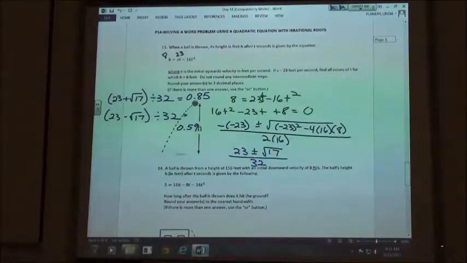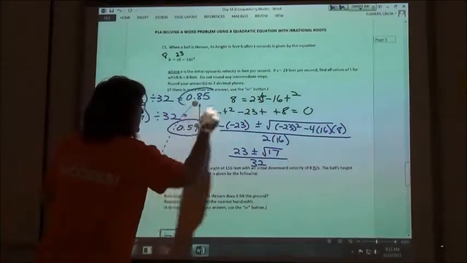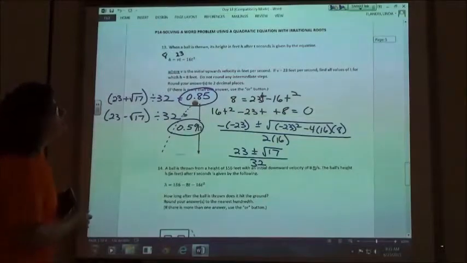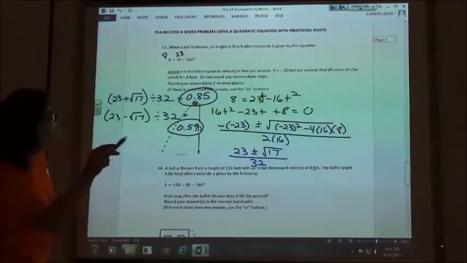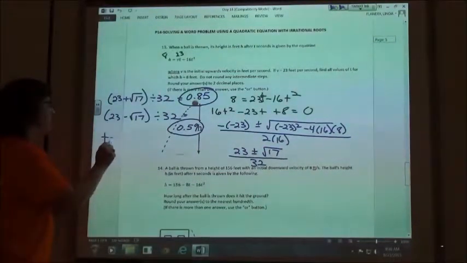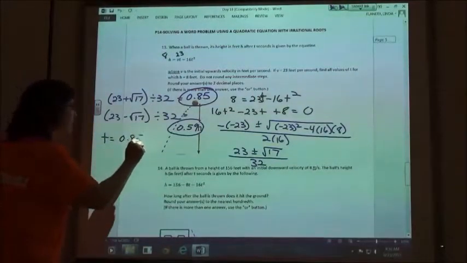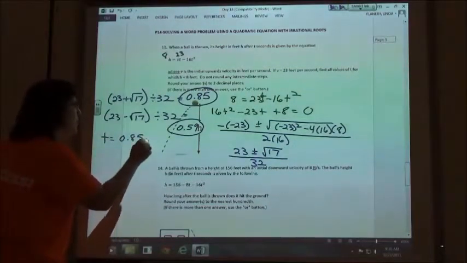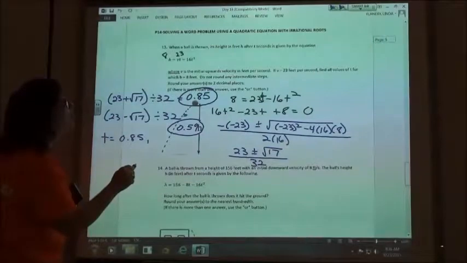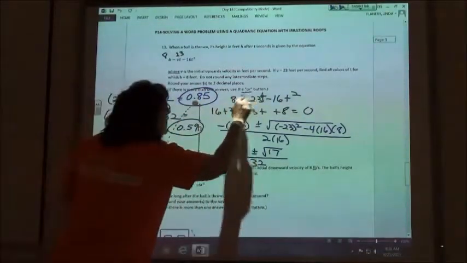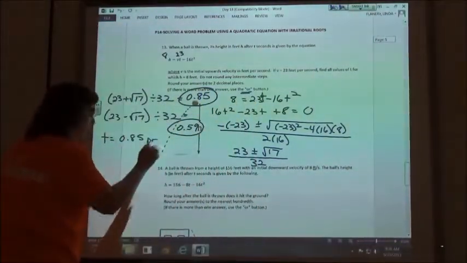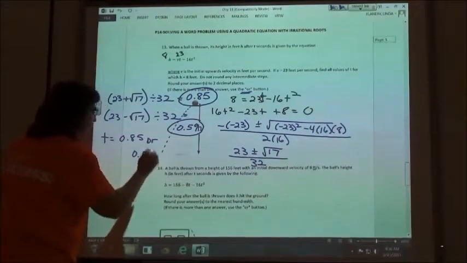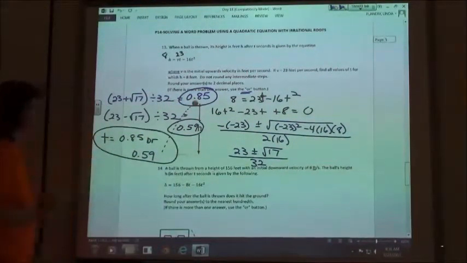All right. So we're going to have two answers. T is going to equal 0.85. I can't remember if this one has a thing that you have to click or if you just put a comma. Nope, there's a button. You have to hit the button that says or and then put in the 0.59.